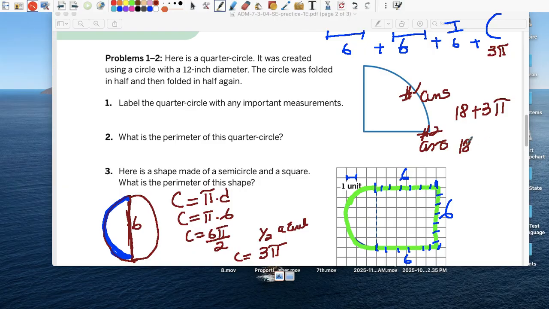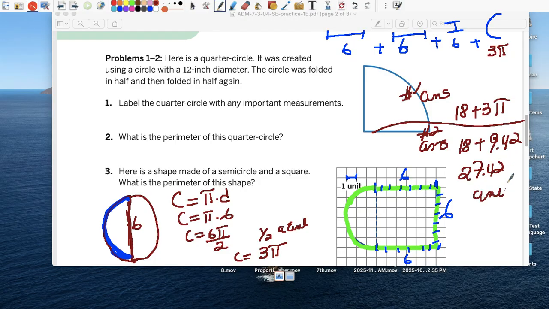We're going to take the 18, and I'm going to change the 3 pi. So what do I get? 3 times pi, which is 9.42, again approximately. It's not a precise answer, so if I add those two, plus 18, we get 27.42. What's the unit here? Units.